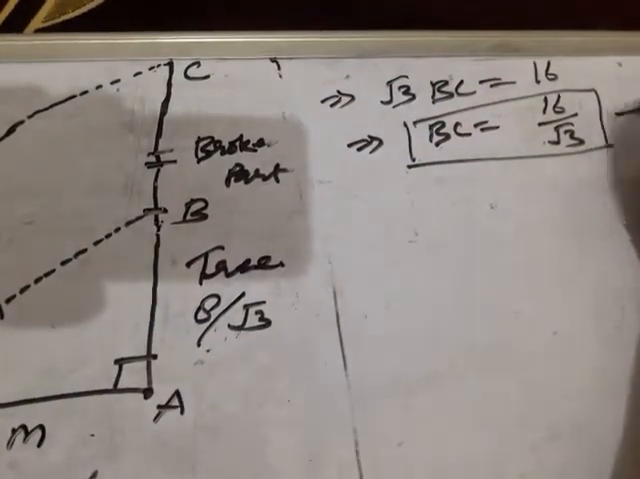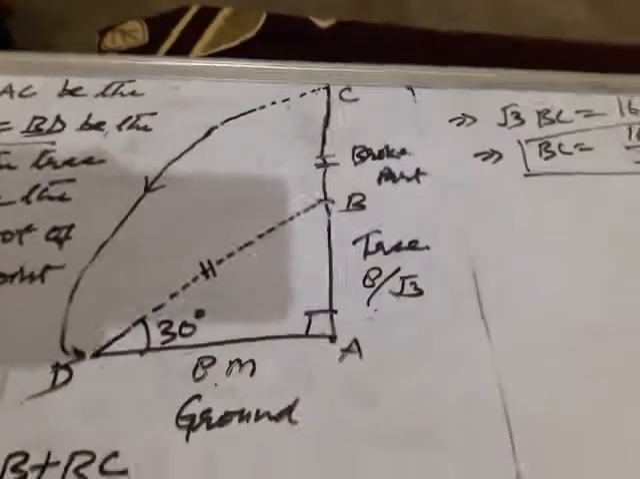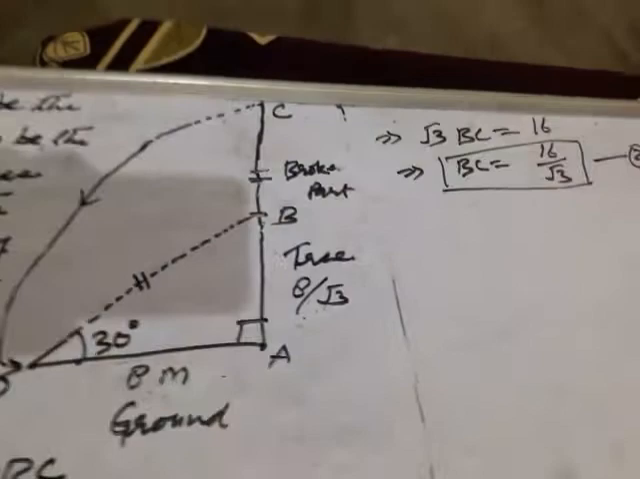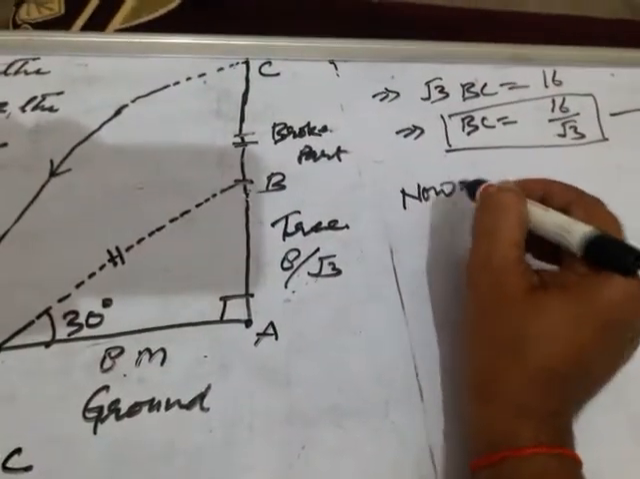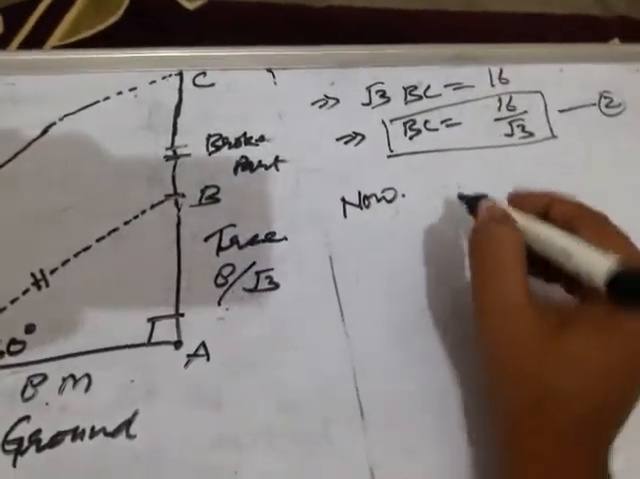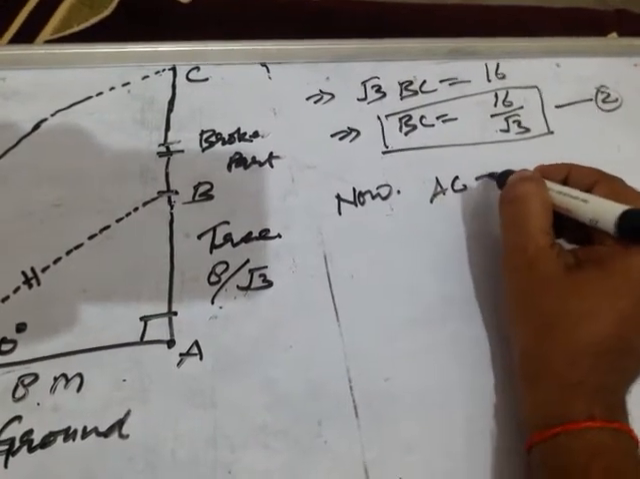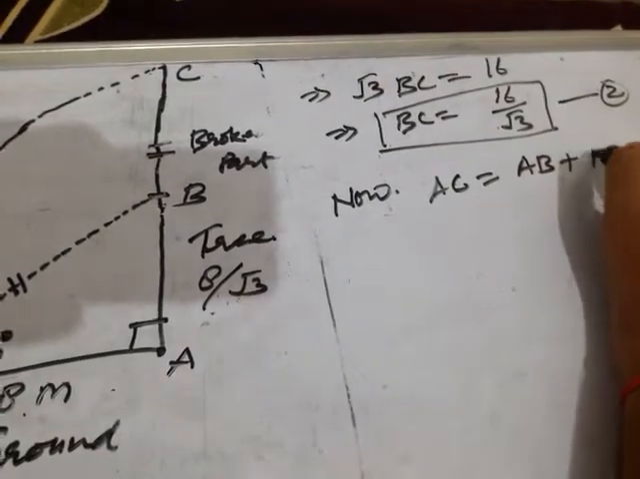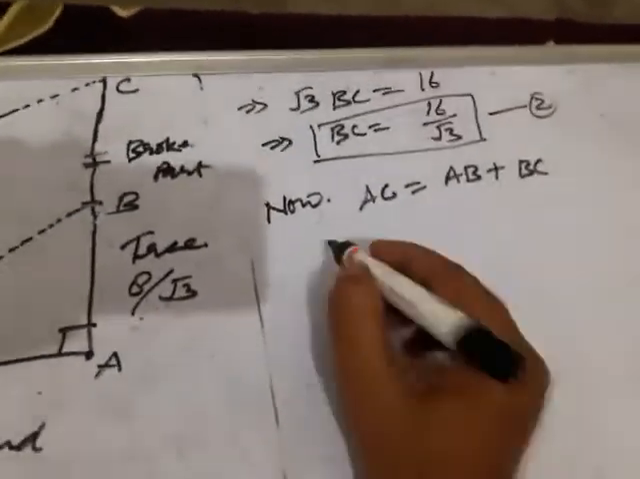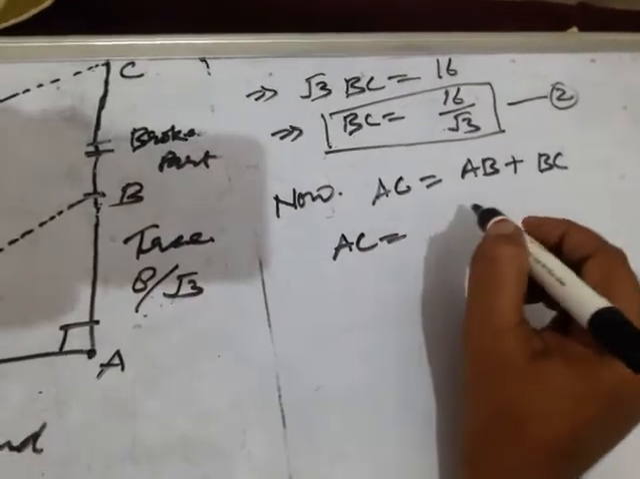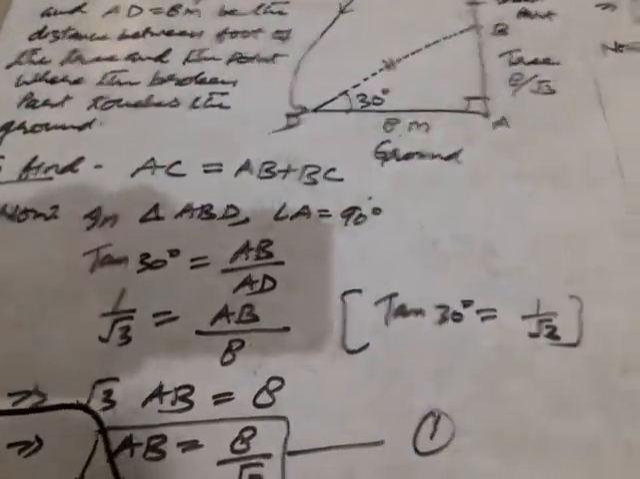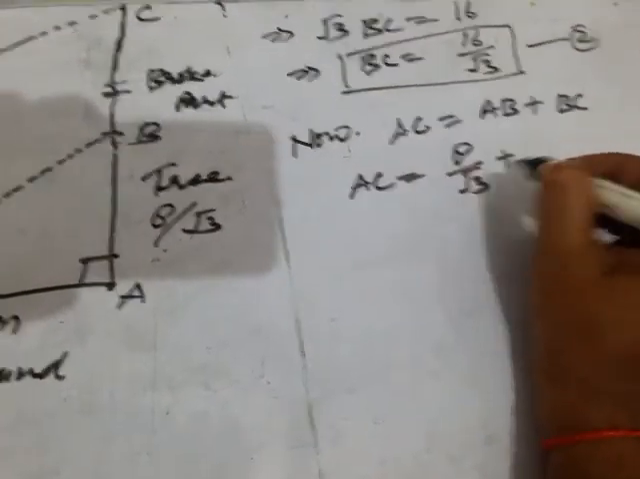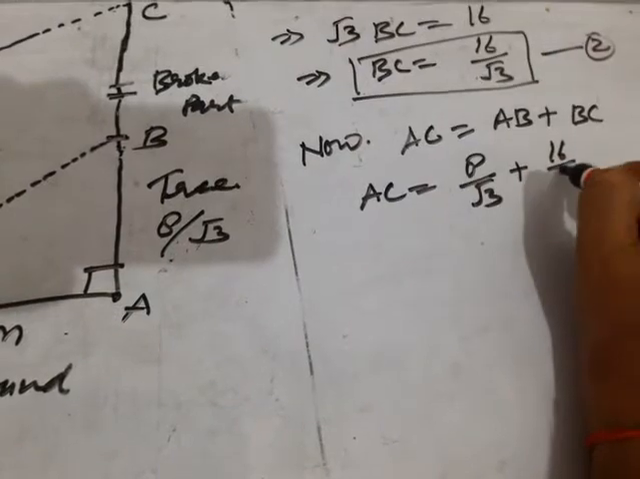Let it be equation number 2. Now, children, AB is available with us, BC is available with us. So now AC equal to AB plus BC. Put the values. AB is found out to be 8 upon root 3, plus BC is 16 upon root 3.